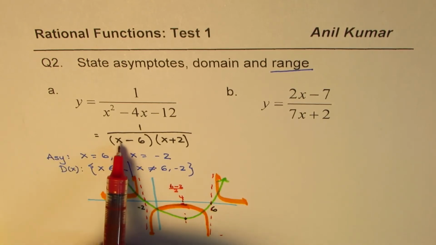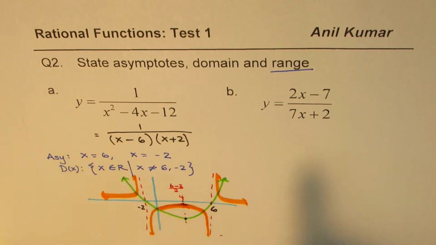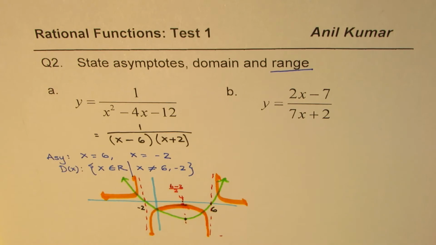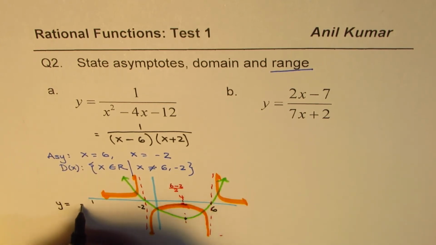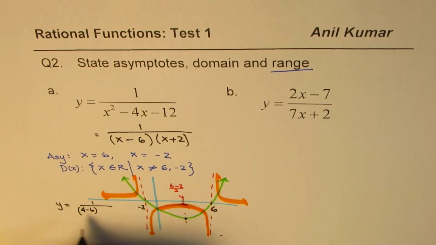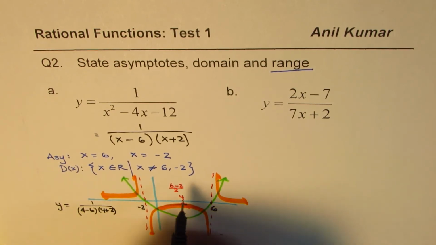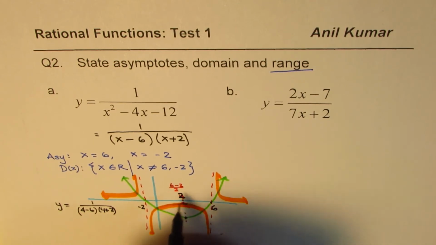If I write 4 here, I get 4 minus 6. So let me write down the value here to calculate the value of y. So what we can do is say y equals 1 over, if I write 4 here, 4 minus 6 times 4 plus 2. I'm sorry, 6 minus this is 4, and this is actually 2, not 4.